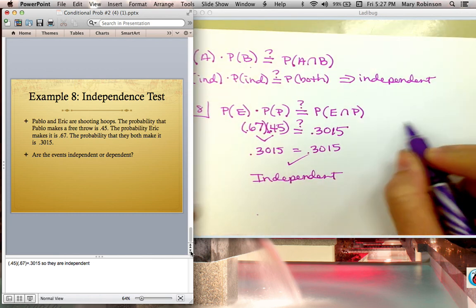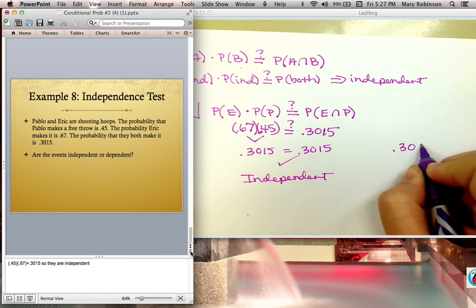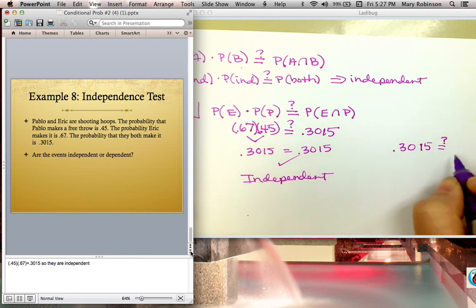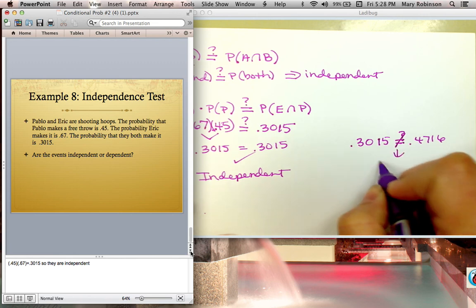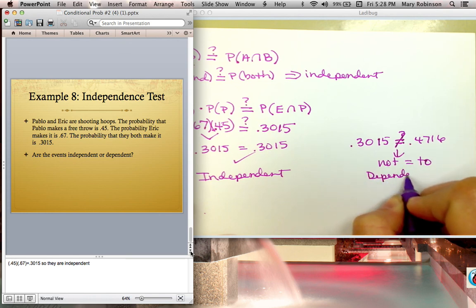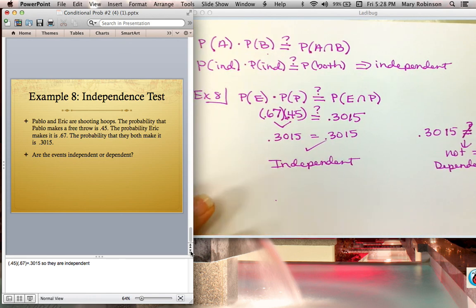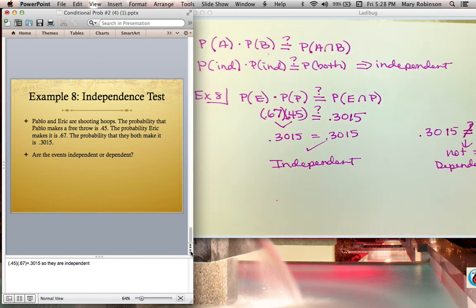So let's say that after doing a problem, you end up getting 0.3015, and you were trying to test it, it came out to equal 0.4716. Of course, they would not be equal, so I'd want you to show what you're multiplying, but because they're not equal, simply put a slash through the equal sign, and that slash means not equal to, making the events dependent. Okay? So simply take your given probabilities for each, see if the product is equal to the probability of both. And that concludes our lesson on conditional probability.